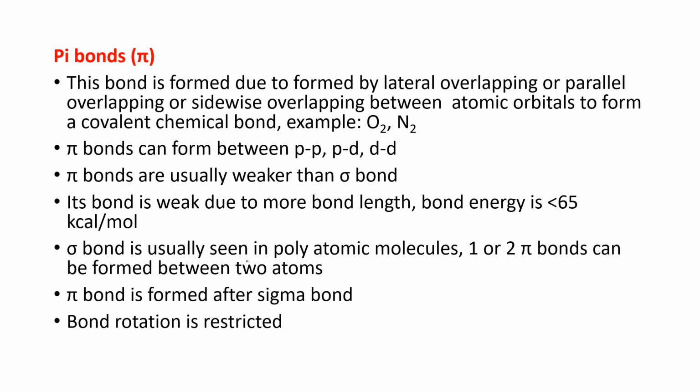And the pi bond is usually seen in polyatomic molecules. Poly means many, diatomic means two atoms. So in case of polyatomic molecules, you will see the pi bond. It means one or two pi bonds can be formed between the two atoms. The pi bond is formed after the sigma bond, which we have seen in the last slide. And the bond rotation is restricted: the sigma bond is flexible, it can be rotated, but the pi bond is not flexible, so it cannot be rotated.